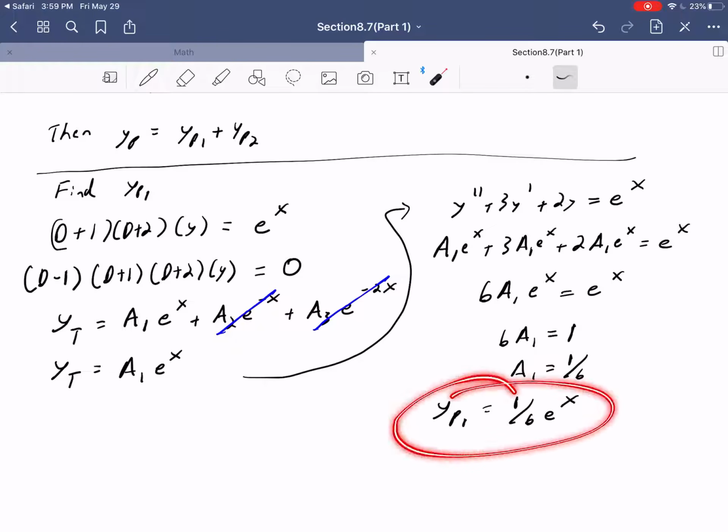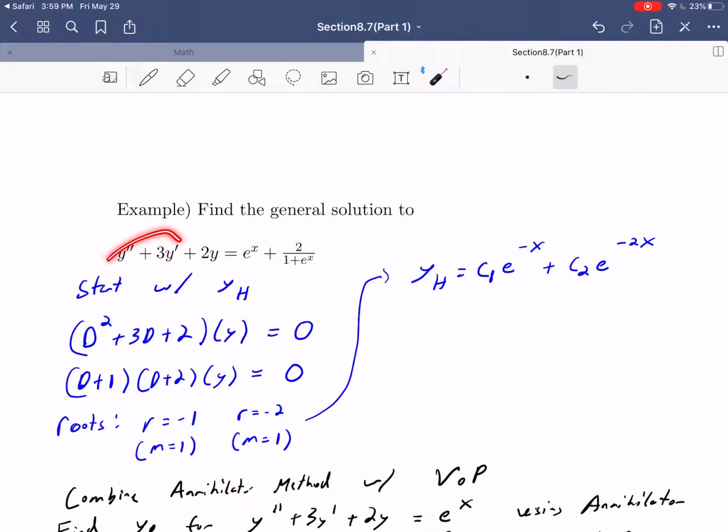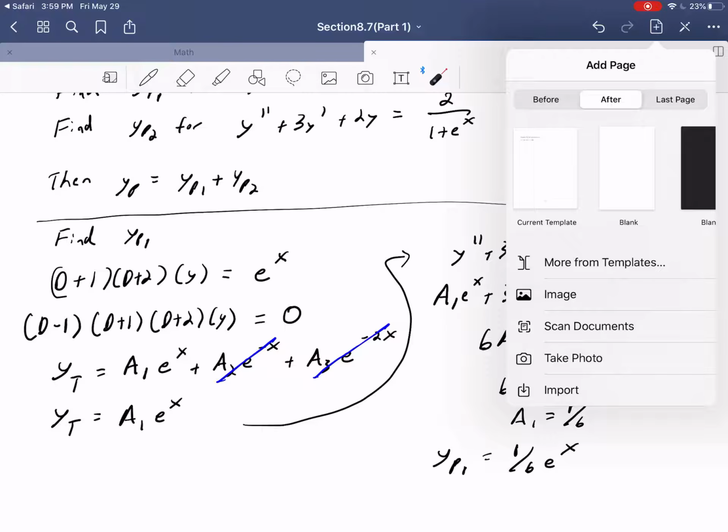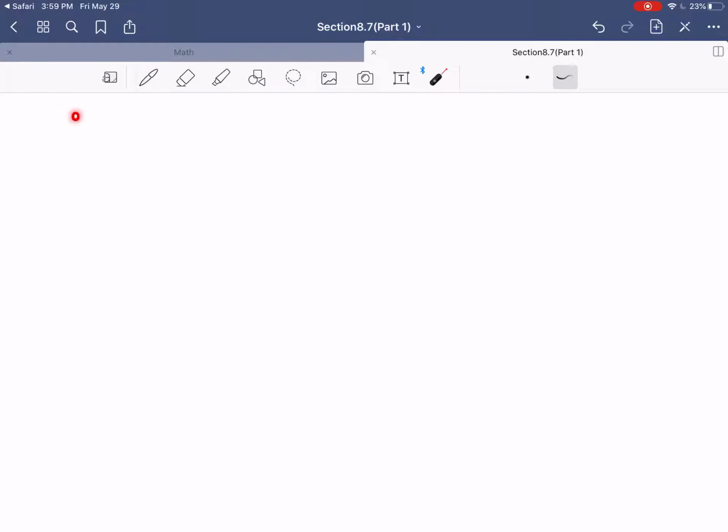So if we take 1/6 e to the x and plug it into this differential equation, it'll give us the e to the x component. Now we'll find something that when we plug it in gives us this. Combine those together and it will give us something that gives us this sum. So whenever you have a sum of different functions, you can use different approaches on each piece. All right, let's go ahead and try to find yp2.